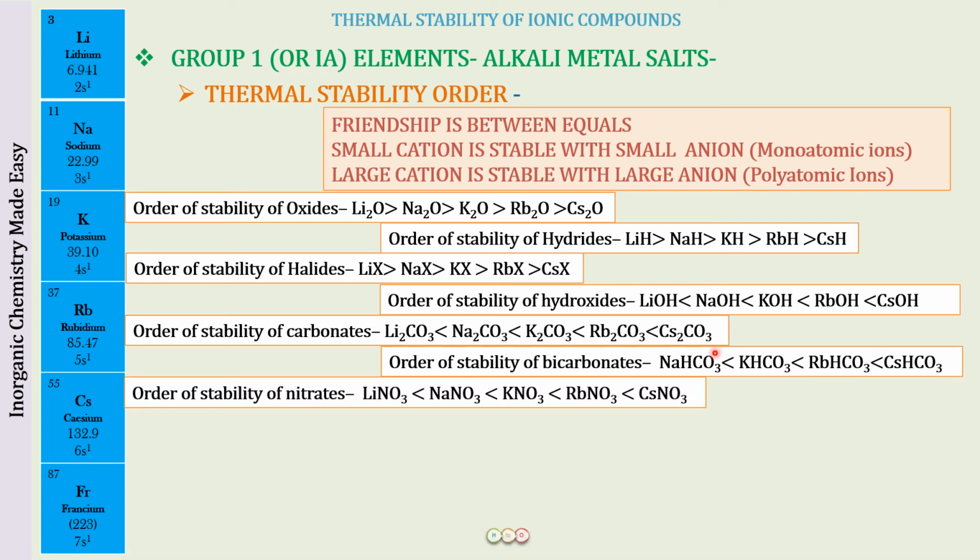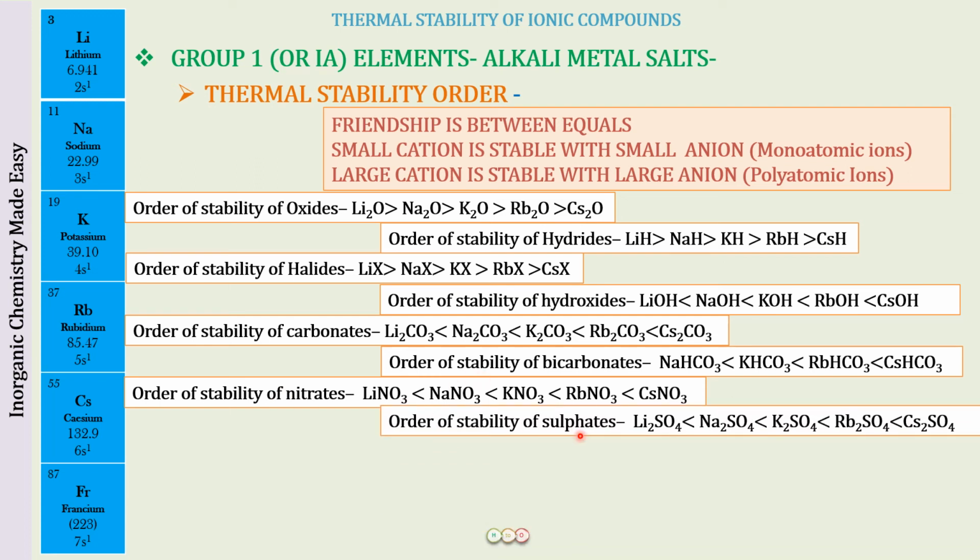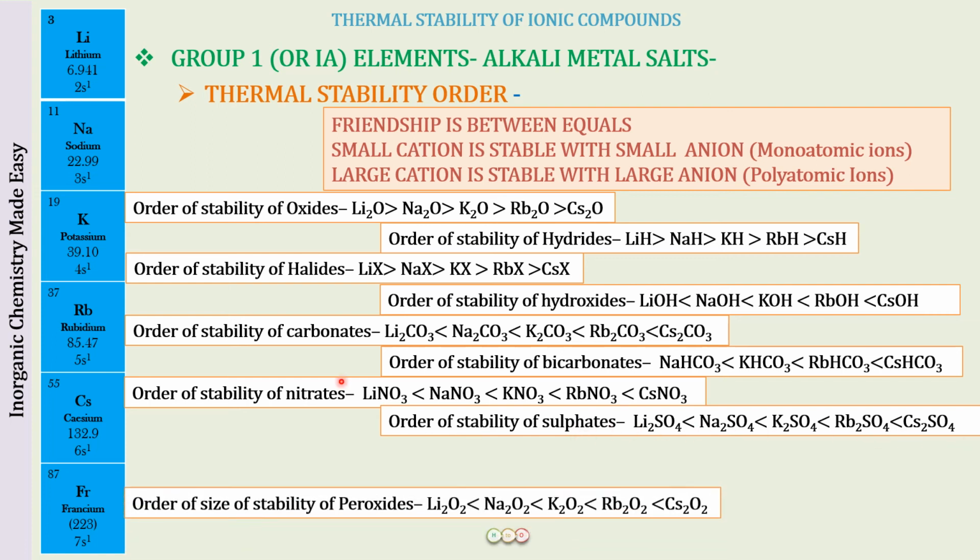Next we have is the nitrates. Again, polyatomic, large cation, large anion is going to be more stable. Down the group, stability is going to be increasing. The stability of the sulfates now. So down the group, again, the stability is going to be increasing.